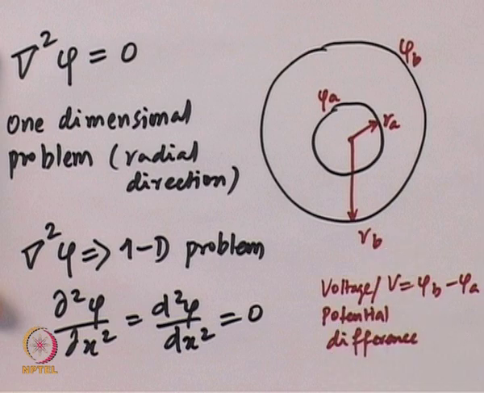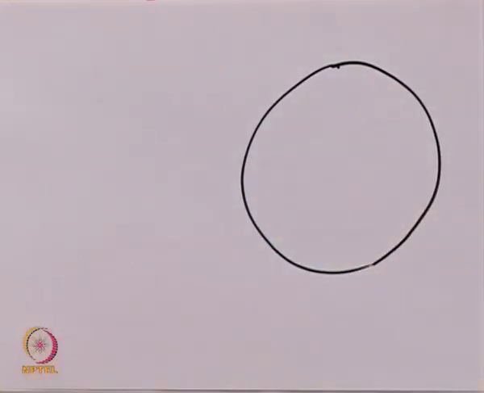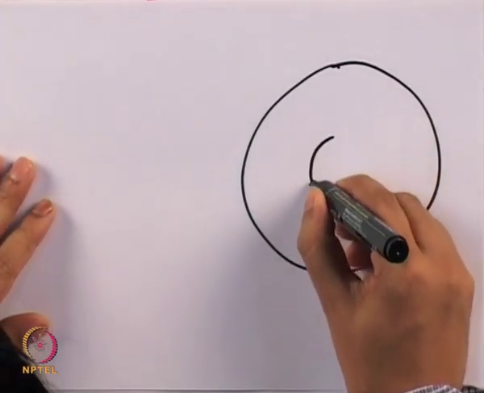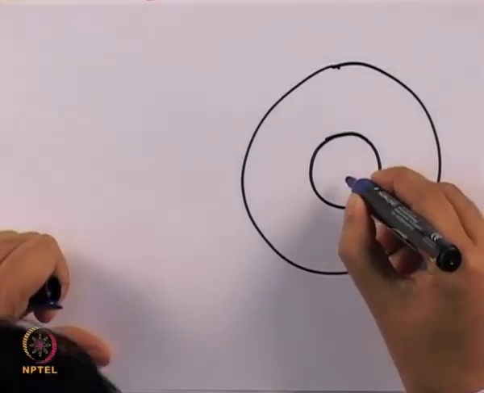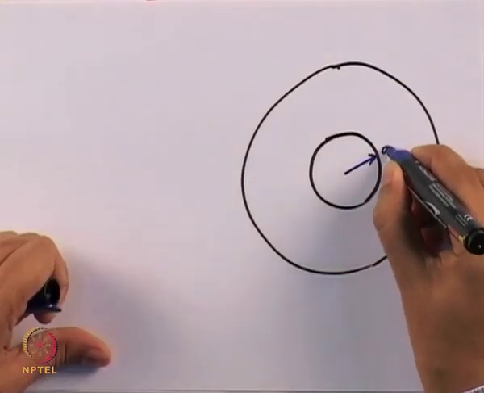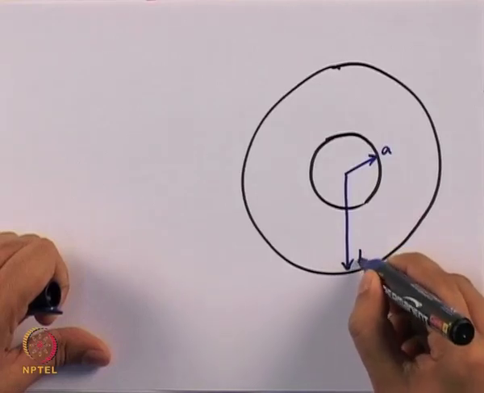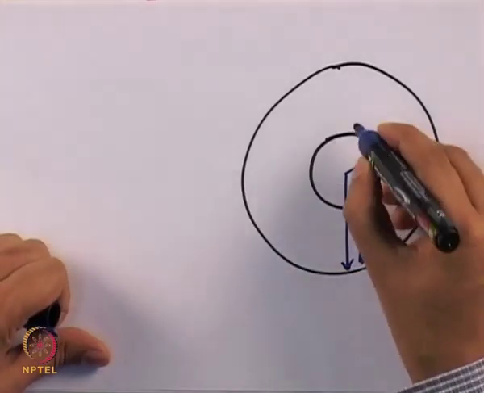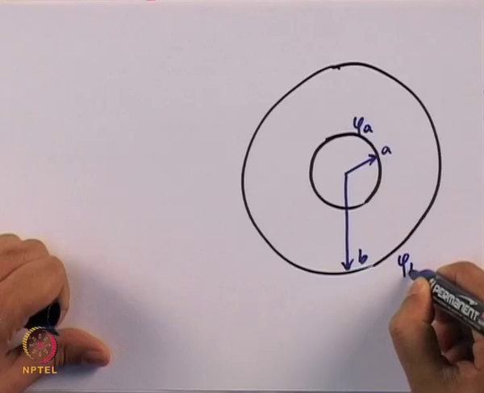So the problem geometry is, we have an outer conductor and we have an inner conductor. The dimensions of the outer and inner conductor are also described in the previous module, so we are going to do it again. The dimension of the inner conductor is going to be A radius and the outer conductor is going to be B, and the potential on the inner conductor is going to be phi A and the potential on the outer conductor is going to be phi B.